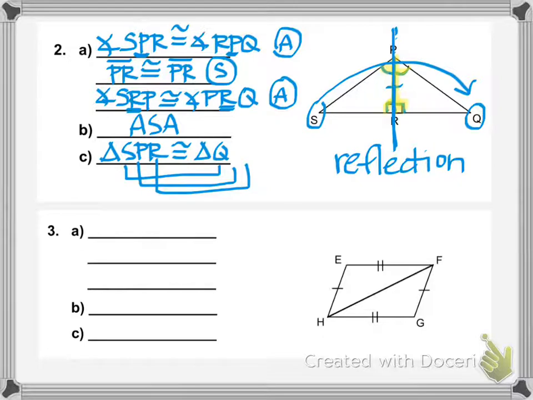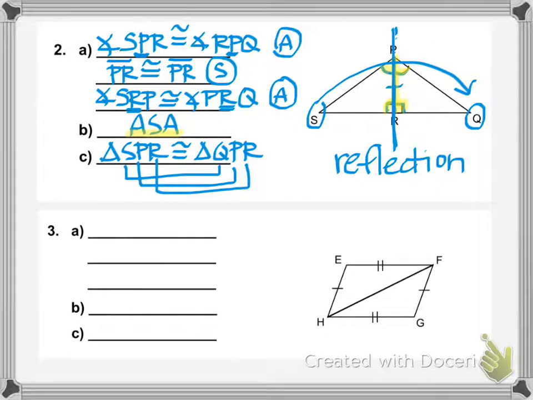So P actually reflects back onto itself. So P goes with P, and R also reflects onto itself, so R goes with R, because these 2 triangles share vertices P and R. So there is the congruent statement, and that is an example of ASA.